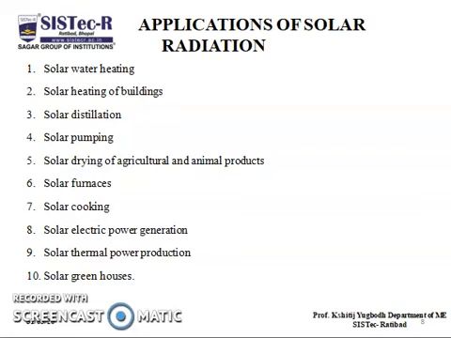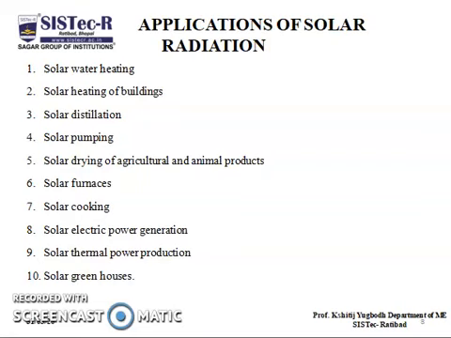Solar heating of buildings. In some cases where we feel that yes, we want to heat any building, then we can use the heat of the sun or the solar radiations to heat any building. The heating can be done in two types, the passive heating and active heating. We'll discuss these points in another topic.